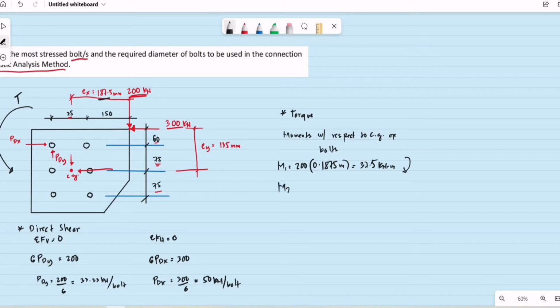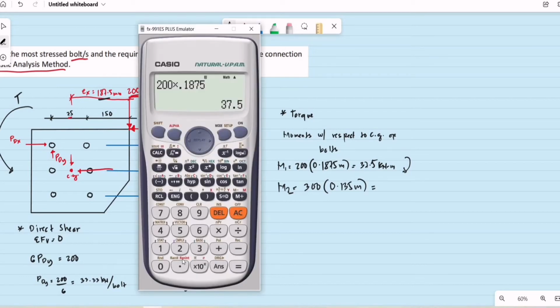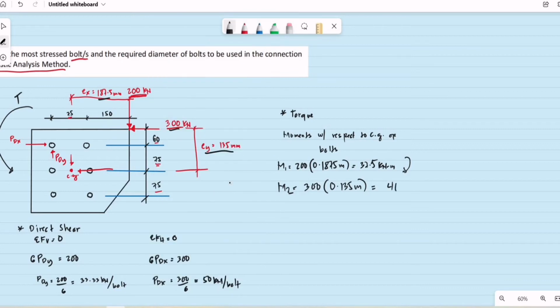Then our moment number 2 will be from the 300 kilonewton load. So this is 300 kilonewtons multiplied by the eccentricity E sub y, 135 mm or 0.135 meter. And this moment is equal to 300 multiplied by 0.135, which is equal to 40.5 kilonewton meter.